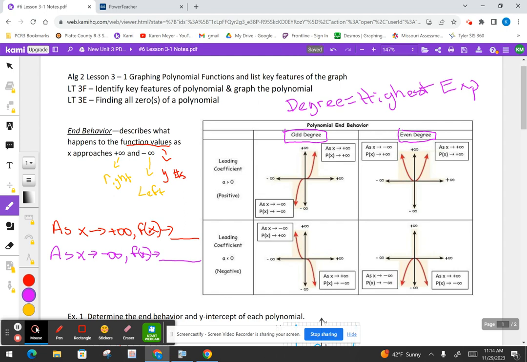Once you know degree, then you get to come over here to the side and look at the leading coefficient. And then you're trying to decide if the leading coefficient is positive or negative. And once we know that, then you can decide which one of the 4 boxes to look at. We can actually do that in a problem later, but I just wanted you to know degree was the highest exponent. You have to decide if it's even or odd. And then leading coefficient, you have to decide if it's positive or negative.